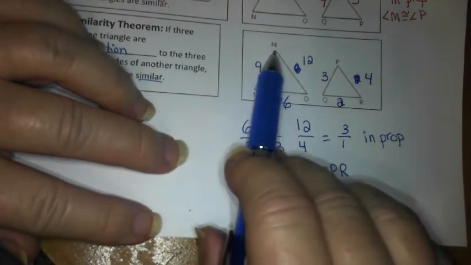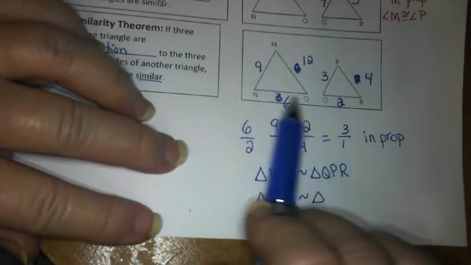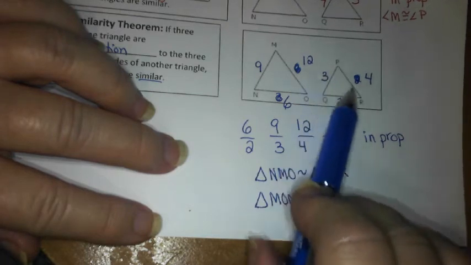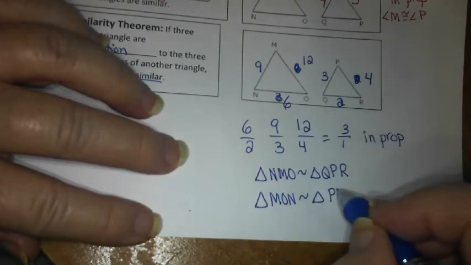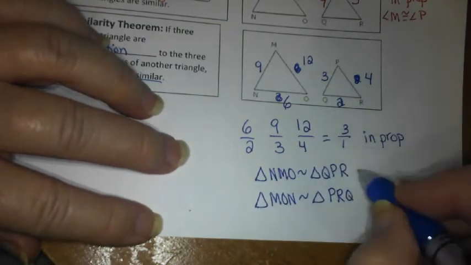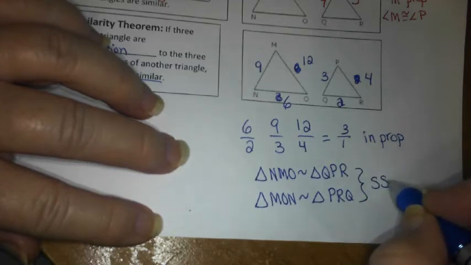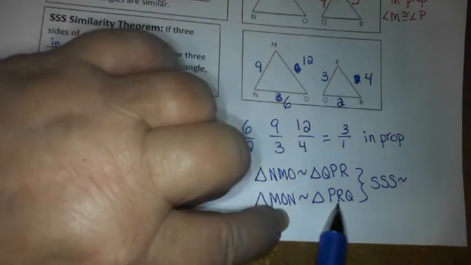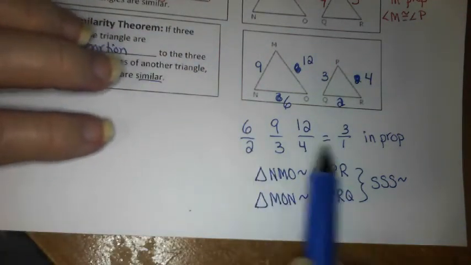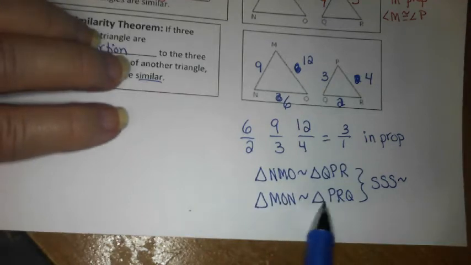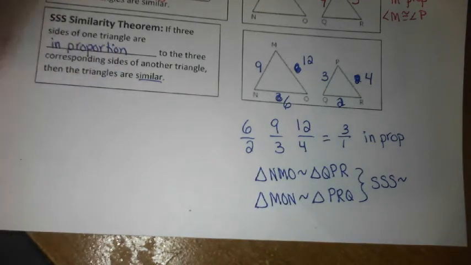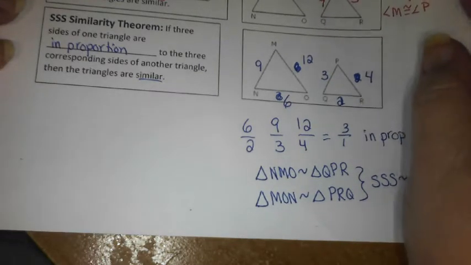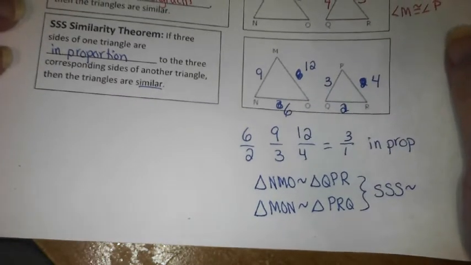So if I went MON, this one just has to be PRQ. And they're both exactly correct. We just put the letters in a different order, but as long as they correspond correctly. M goes with P, O goes with R, N goes with Q. The order doesn't matter as long as they match each other. So those are the rules we're allowed to work with for similar triangles. And now we're going to use those in some proofs.